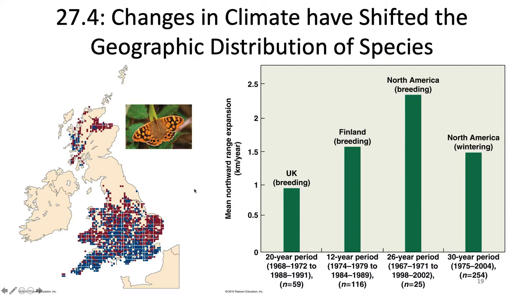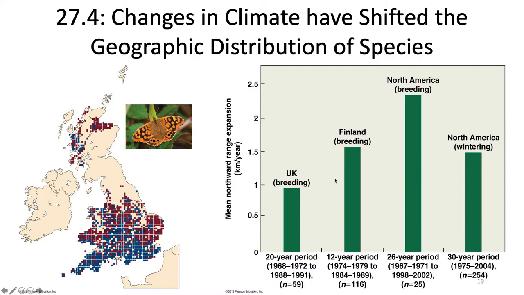More on changing geographic distributions of species due to climate change. European non-migratory butterflies, look at that pretty butterfly. 65% of 52 species that were studied had extended northward in the past 30 to 100 years. They've extended northward because of that shifting, increasing minimum temperature. In this graph here, this is looking at birds in northern hemispheres of the Earth. A lot of bird species have seen northward range expansion since the 1960s.